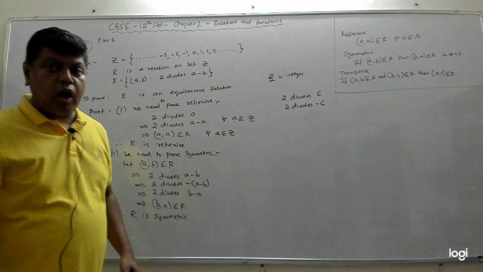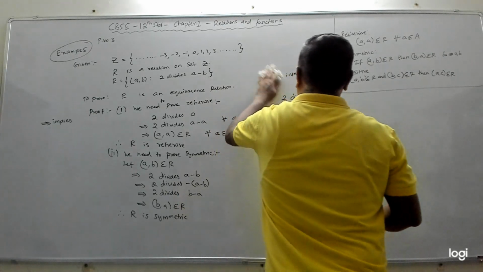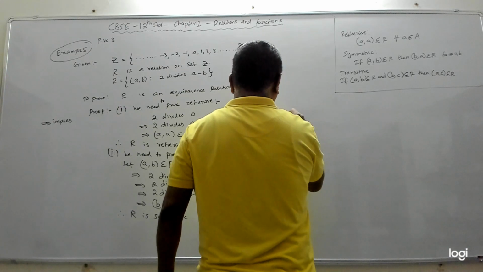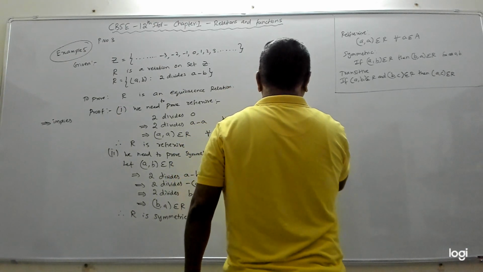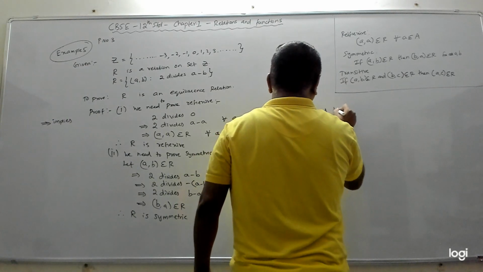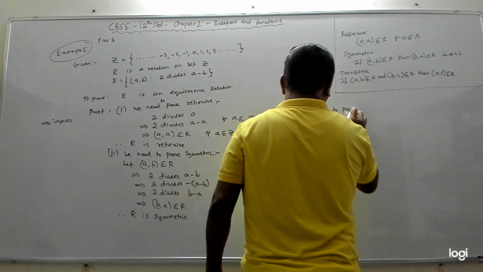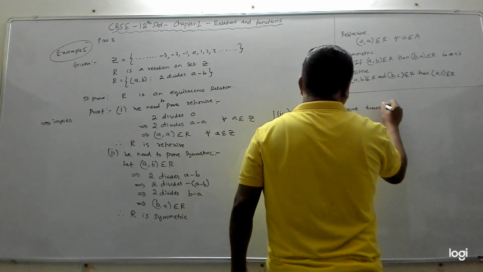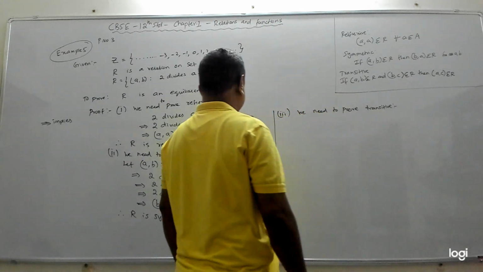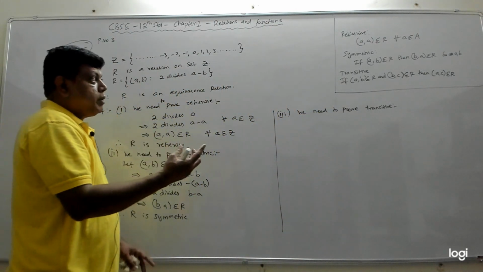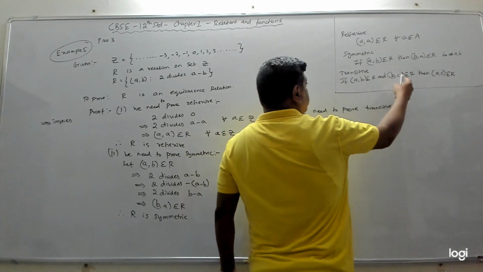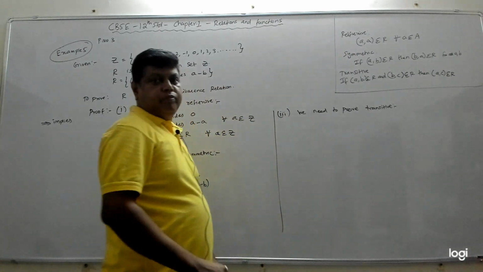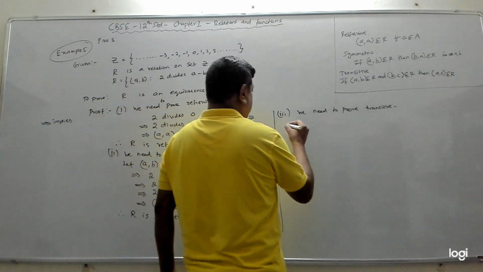Now next we should prove that R is transitive. So let me write here. Now third part. We need to prove transitive. Now how do we prove transitive? To prove transitive, we should take two elements, (a, b) and (b, c) from R, and we should prove that (a, c) is in R. So always we will start like that.